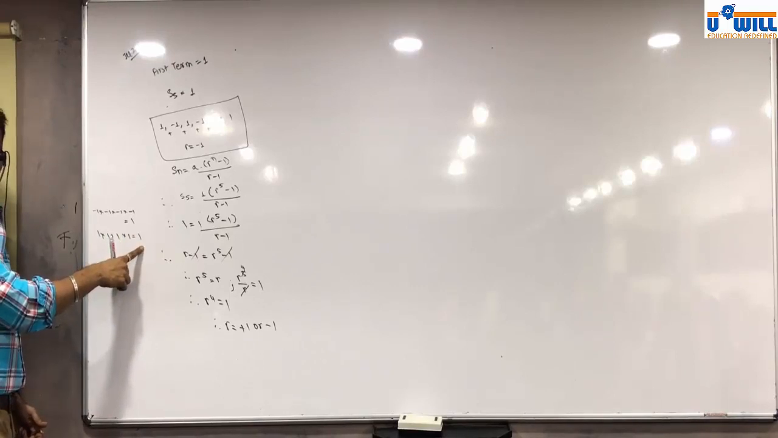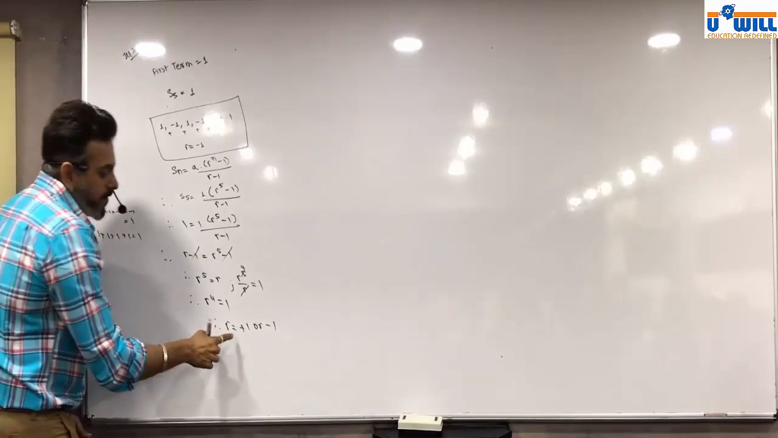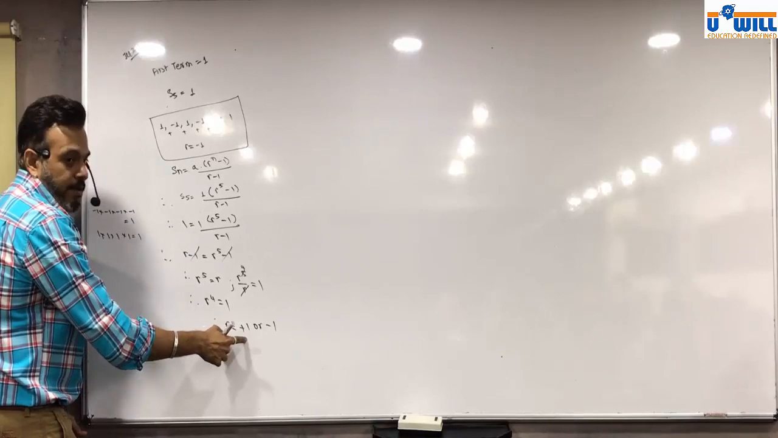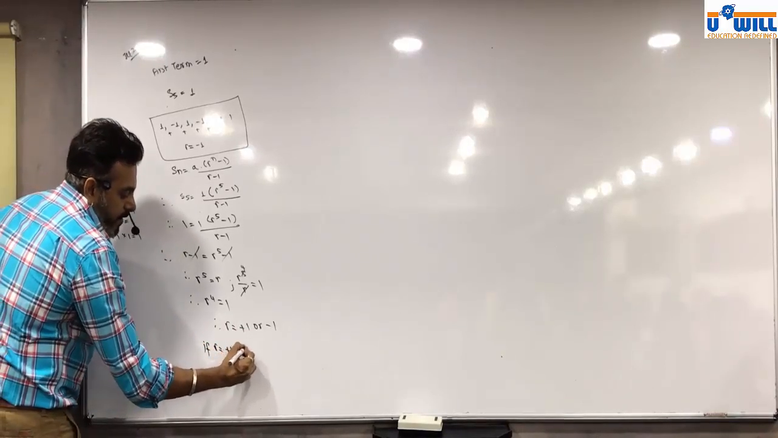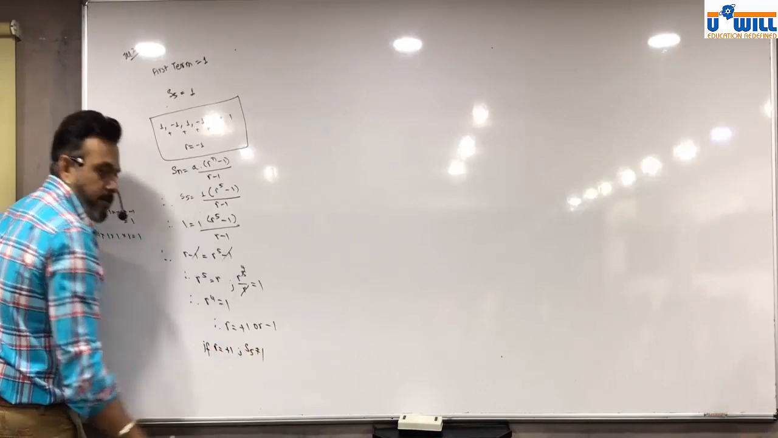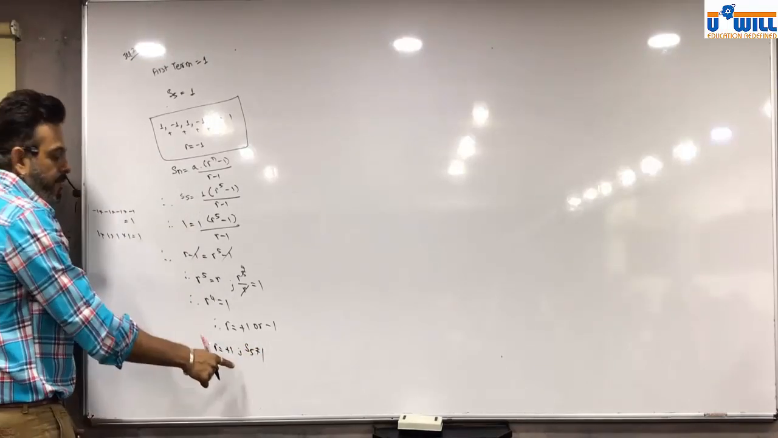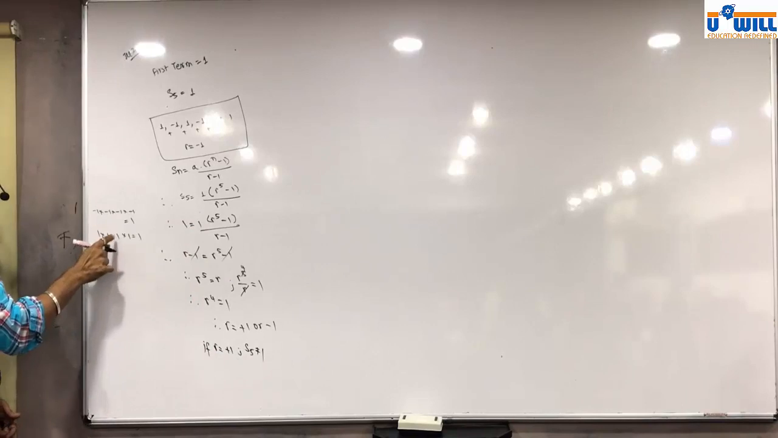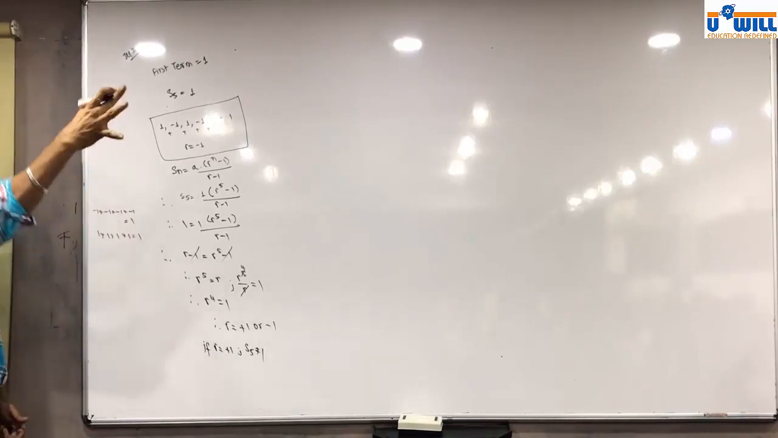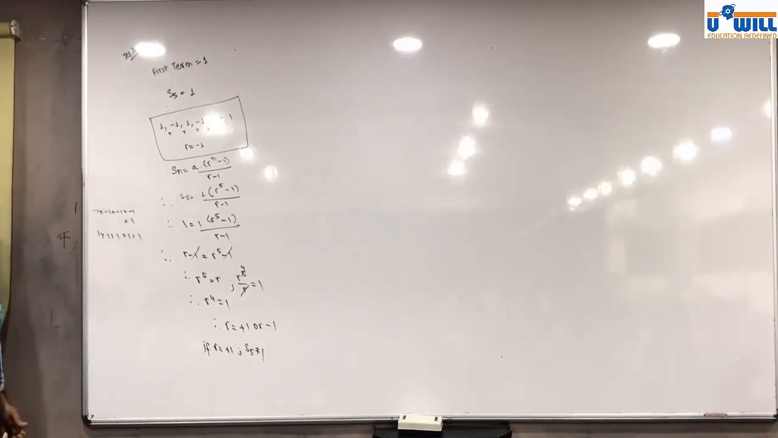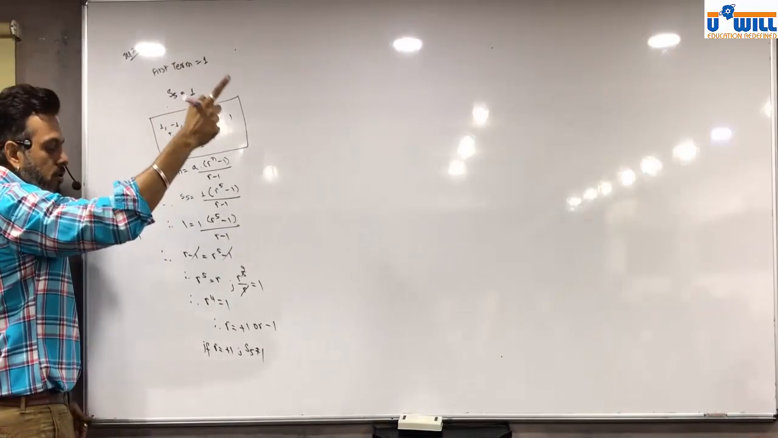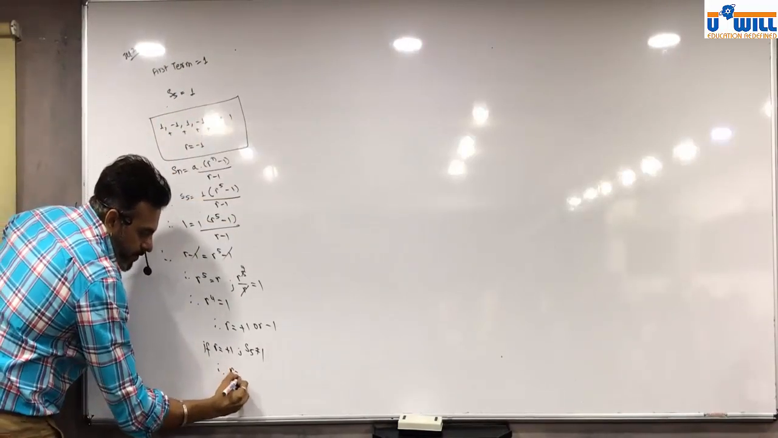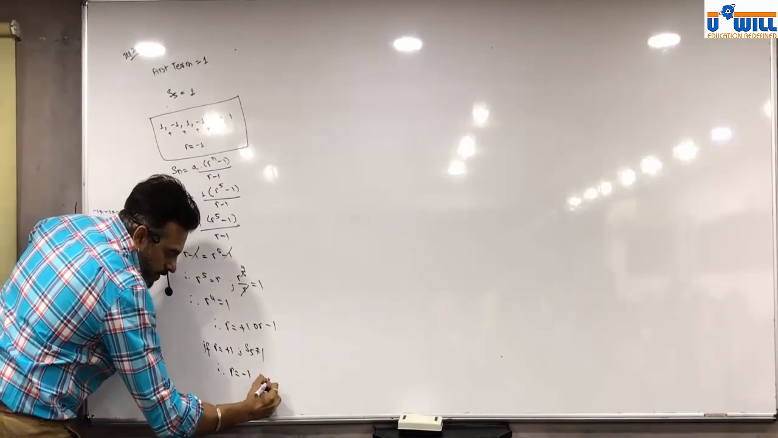Did you understand this? So we cannot say R is equal to plus 1. Why? Because if R is equal to plus 1, S5 will not be equal to 1. Because if R is plus 1, then 1 plus 1 plus 1 plus 1 plus 1 will be equal to 5. Understood this? But what does the question say? S5 is also equal to 1. Therefore, R is equal to minus 1. Answer.